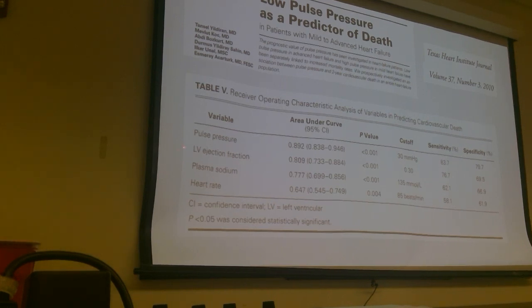Any idea how you would measure the ejection fraction out of the left ventricle? How would you measure how much blood is coming out of the ventricle? There are a couple of different ways you could do it. Any ideas?